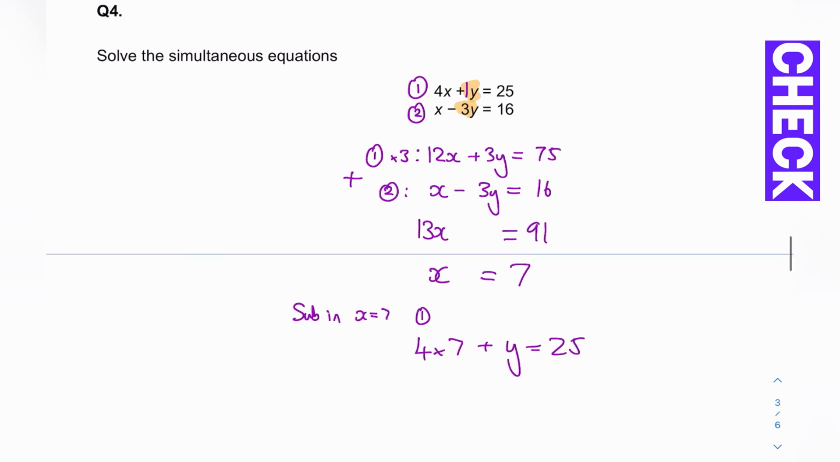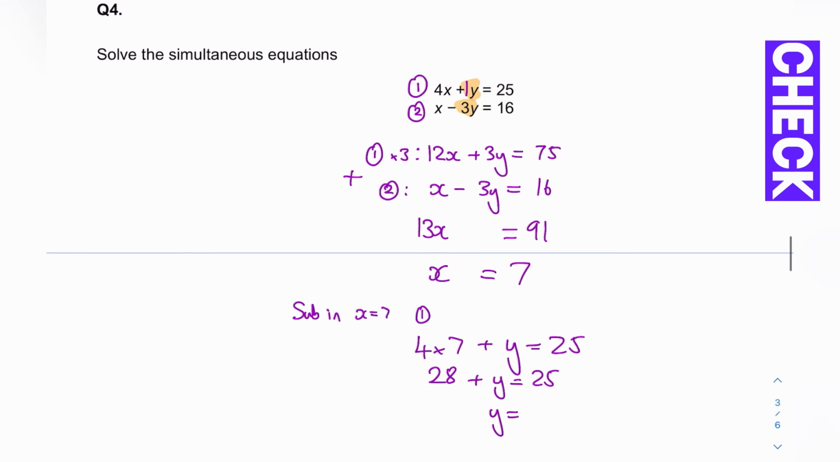Well, we know 4 times 7 is 28, plus y is 25. We're now going to subtract that 28 from both sides, and that leaves us with y equals negative 3. Again, you don't have to do this in your exam, but it's always good to check your answer, so you know you've got full marks when you're in there.